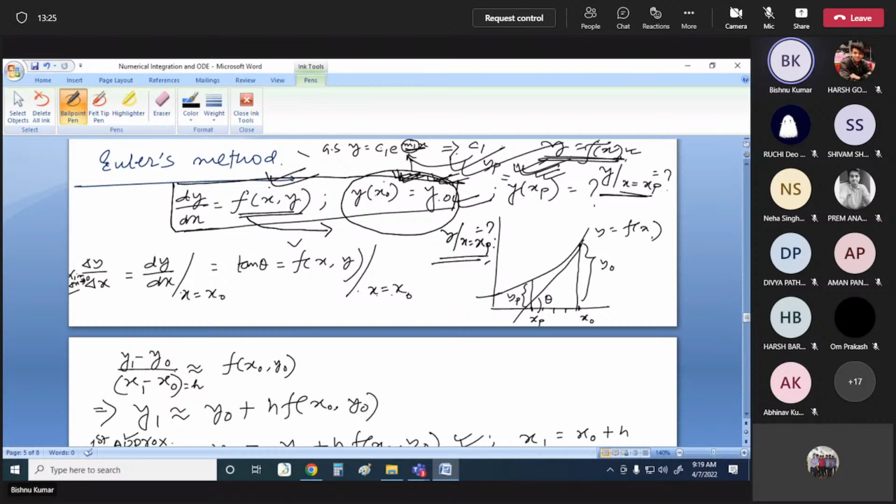For any curve, suppose this is a curve y equals f of x. For any curve, dy by dx is del y by del x as del x tends to 0. In the limiting case, it is the difference of y by the difference of x, and as the x difference tends to 0, it will be dy by dx at x equals x0.